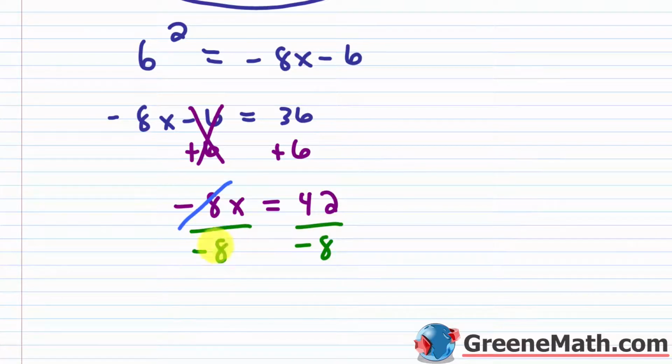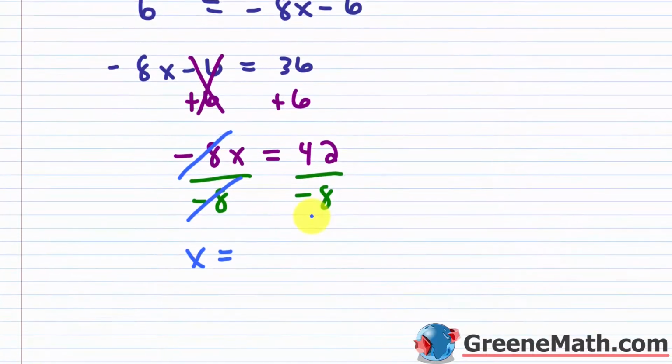And so this cancels. We get x is equal to 42 over -8. Now I know that's going to be negative. Each is divisible by 2. 42 divided by 2 is 21, and 8 divided by 2 is 4. So you get x equals -21/4.